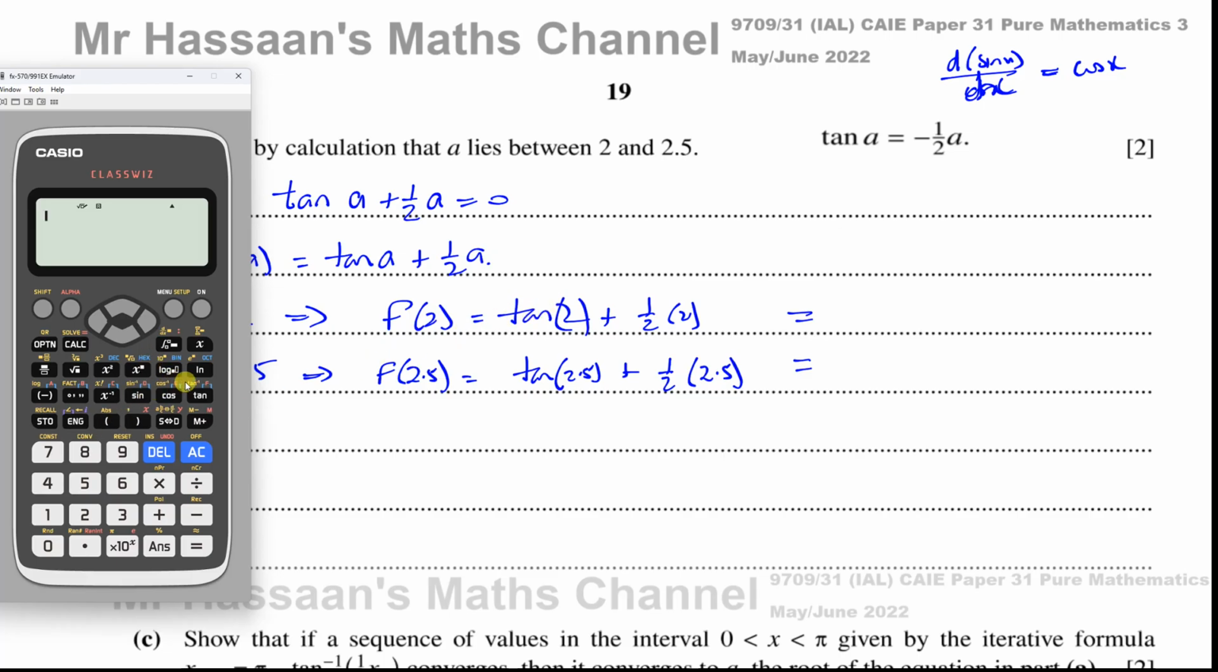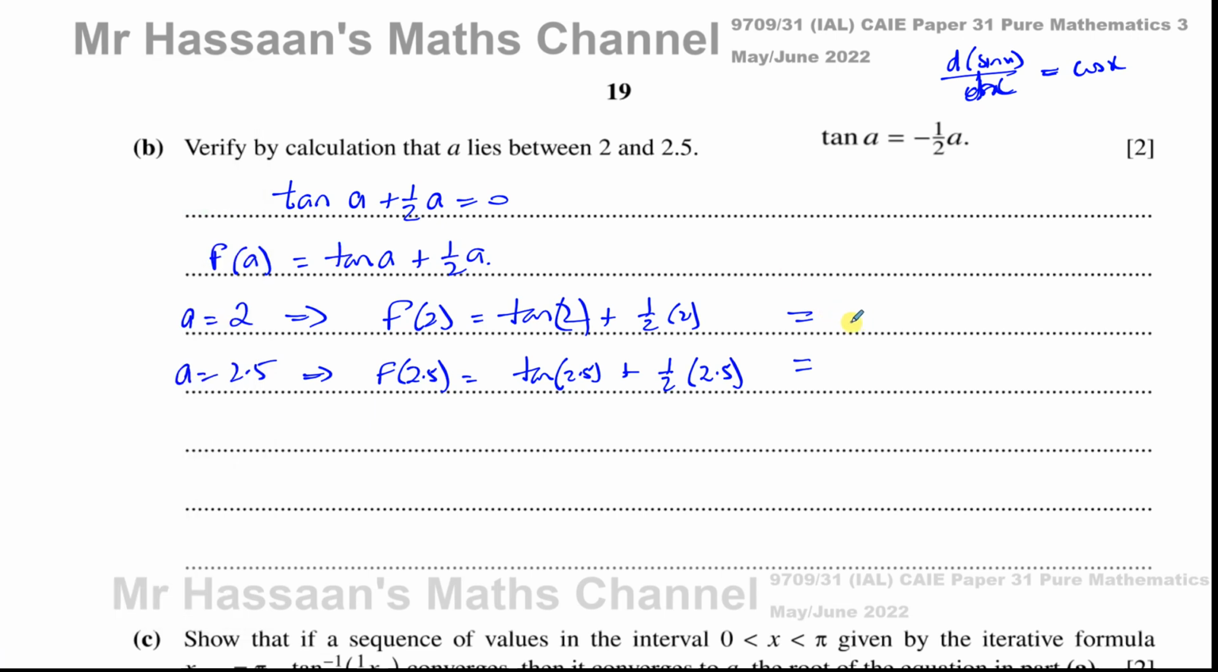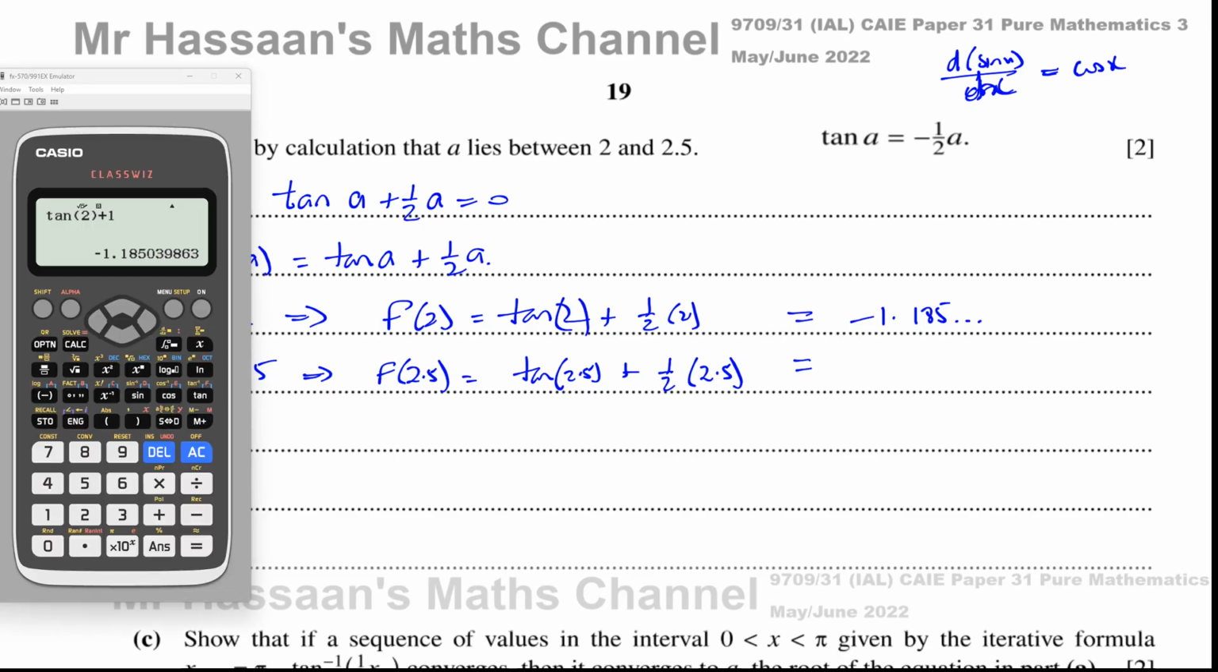We put these values in. So I'm going to put tan of 2, and then plus 1. That gives you a negative value, negative 1.185. All right, and then we put 2.5 in there.